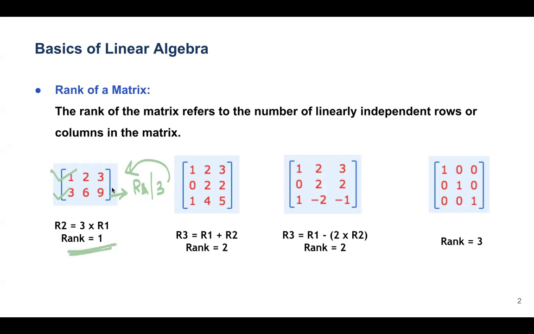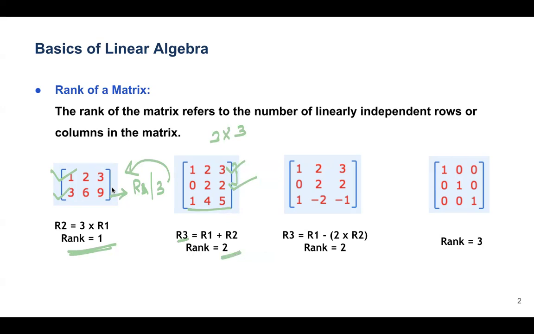Now moving on to the next matrix, you have a 3 by 3 matrix. And here you have row 1, row 2, row 3. And you can write R3 as a sum of R1 and R2. So if you sum these two rows, you will be getting the third row. In this case also, how many independent rows do we have? We have row 1 independent, row 2 also independent. But row 3 is a function of R1 and R2. So here the rank, that is the number of independent rows, is 2.